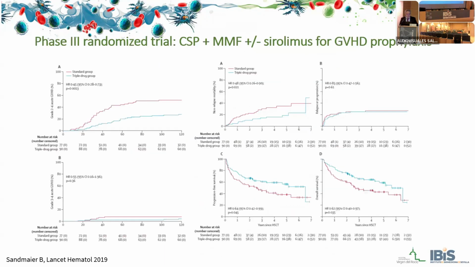And finally, just a very brief comment on this other approach for GvHD prophylaxis using cyclosporin, MMF, and sirolimus, because actually in this prospective randomized trial, the authors demonstrated that this combination was able to decrease the risk of acute GvHD, but more importantly, they demonstrated a favorable impact on overall survival. And as far as I know, this is the only prospective randomized trial in which an impact in overall survival has been obtained.